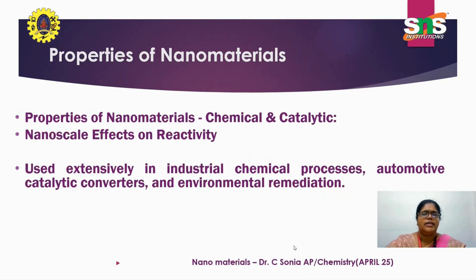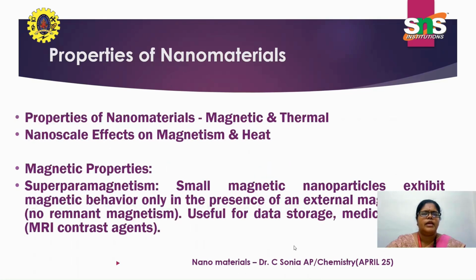Again, the chemical and the catalytic properties are used extensively in industrial chemical processes, automotive catalytic converters, and environmental remediation. Next, the properties of nanomaterials based on the magnetic and the thermal effects, that is effects on magnetism and heat. Magnetic properties: they show superparamagnetism, that is small magnetic nanoparticles exhibit magnetic behavior only in the presence of an external magnetic field, useful for data storage and medical imaging, that is the MRI contrast agents.